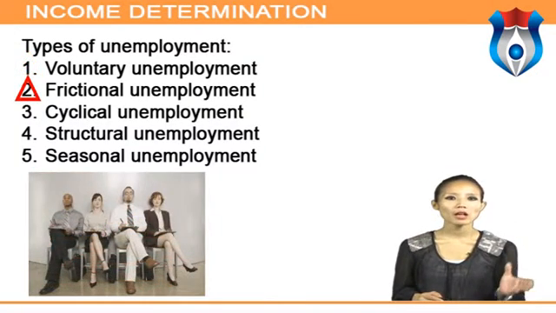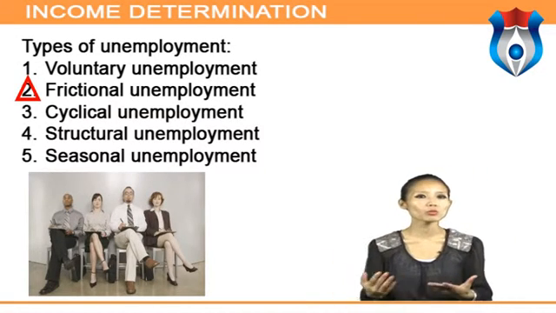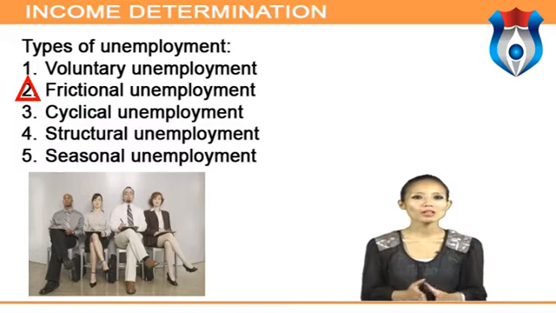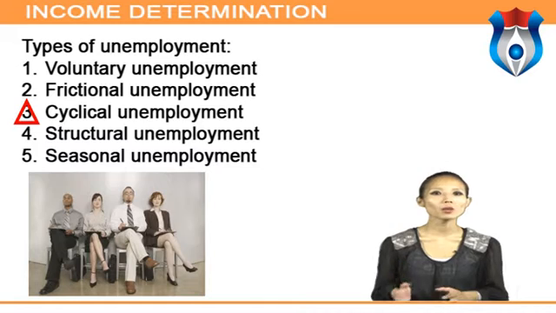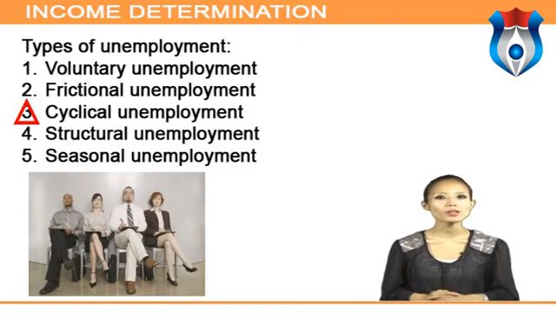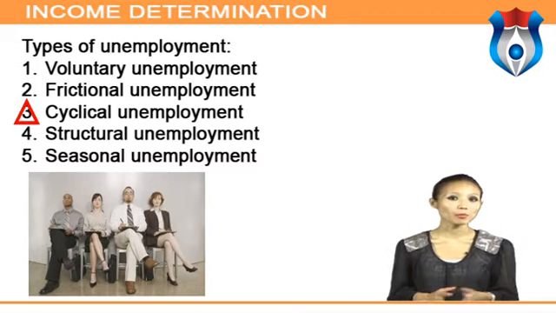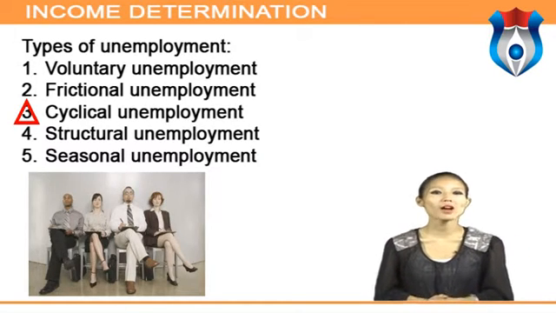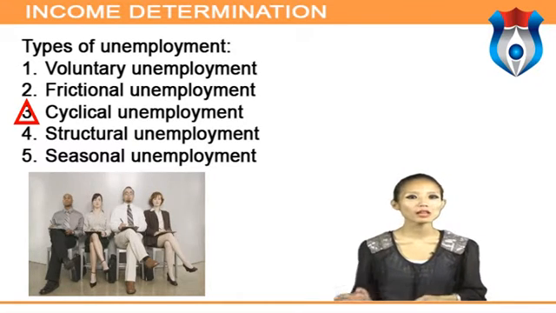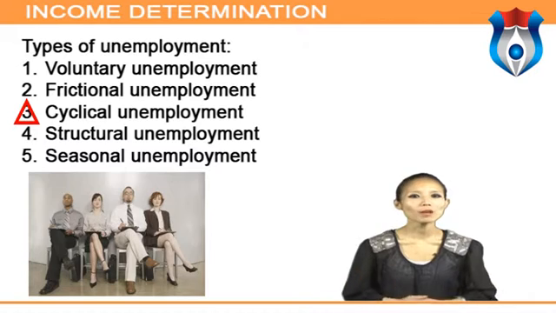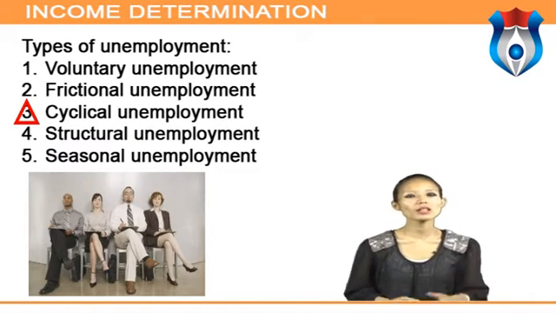Frictional unemployment. Frictional unemployment is unemployment that occurs because it takes workers some time to move from one job to another. During this time, the individual is considered to be unemployed. Cyclical unemployment. It is probably not surprising that unemployment is higher during recessions and depressions and lower during periods of high economic growth. Because of this, economists have coined the term cyclical unemployment to describe the unemployment associated with business cycles occurring in the economy.